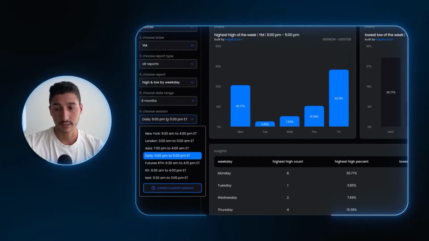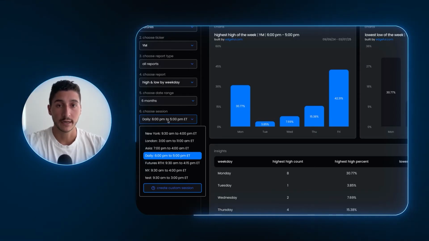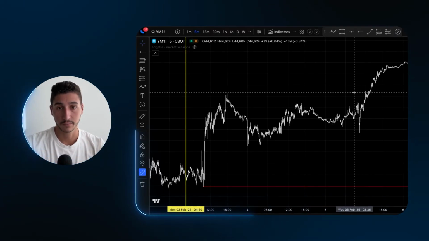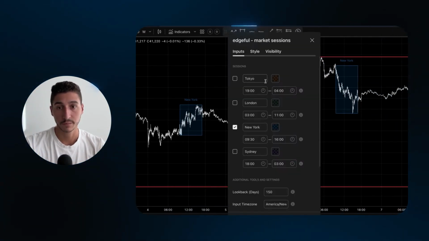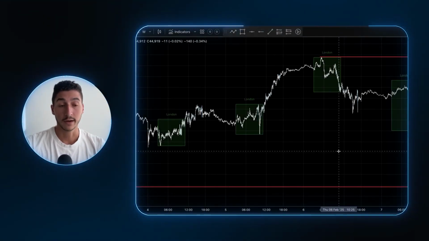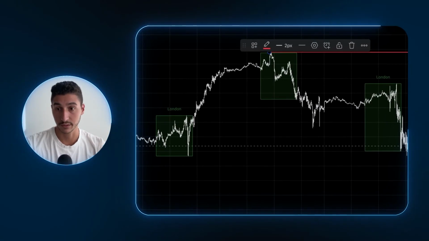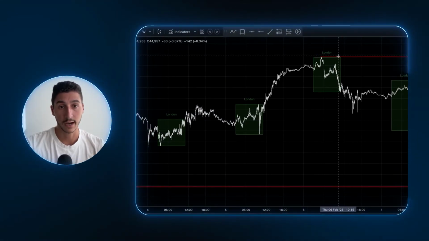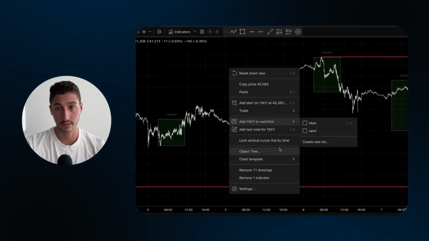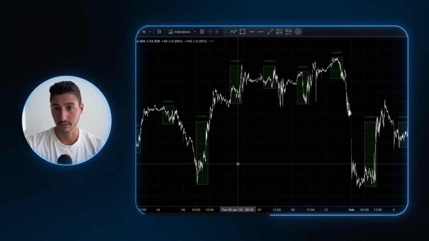The way that you need to think about these sessions is you are filtering out all of the data outside of the session you select. So now let's use London as an example. Let's put back on our indicator, the market sessions, and then let's look at the London session here. So now, your high of the week is this point because we're looking only within these green boxes. And you can see the high of the week is right here because that's the high made within the London session.